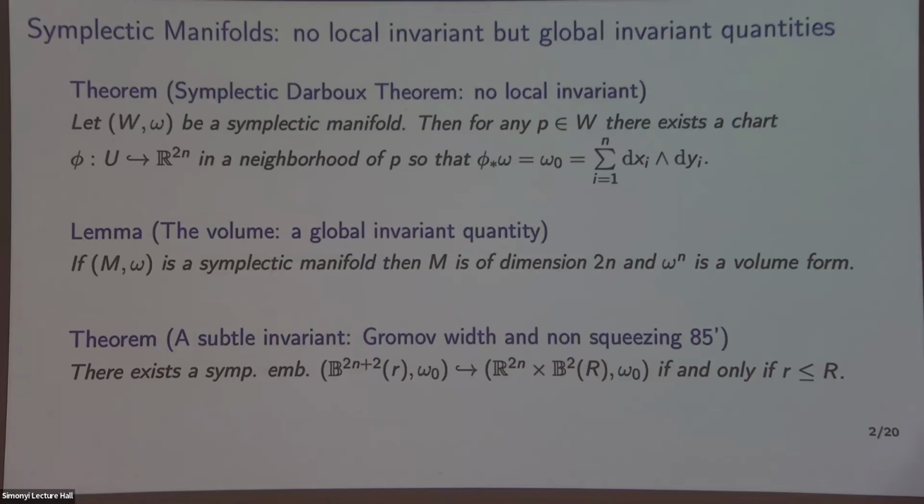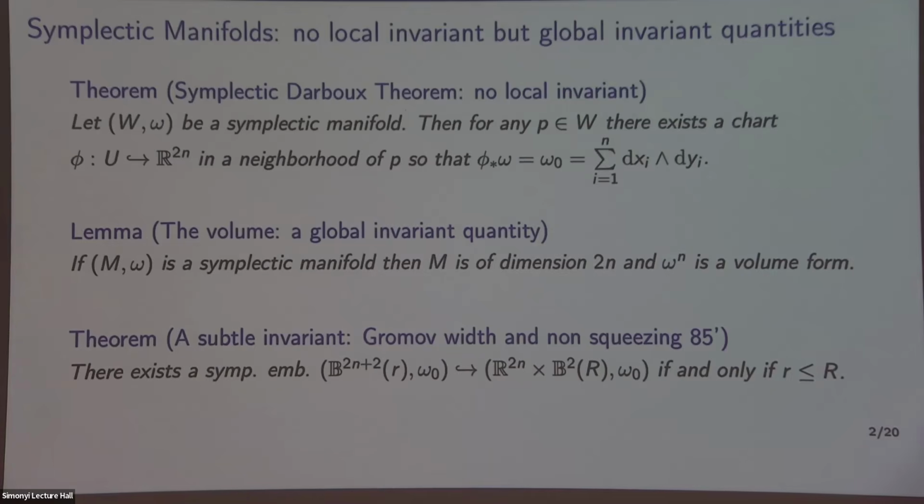And the most beautiful theorem, I think, that illustrates it is a theorem of Gromov, the non-squeezing theorem that he found in the 80s, in 1985. It says that if you have a symplectic embedding of a symplectic ball of radius little r inside a cylinder of radius big R, then you can find such embeddings only if the radius of the ball, little r, is less than big R.